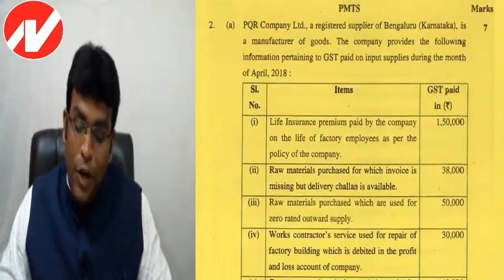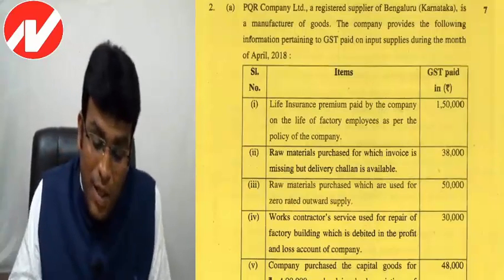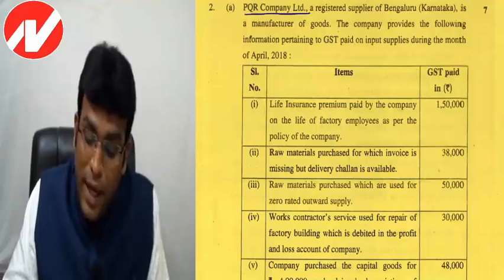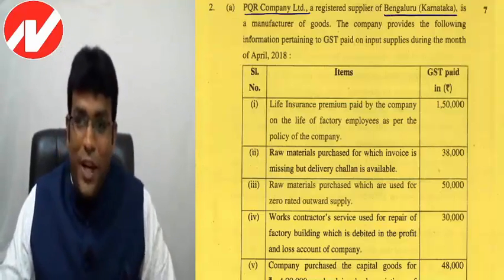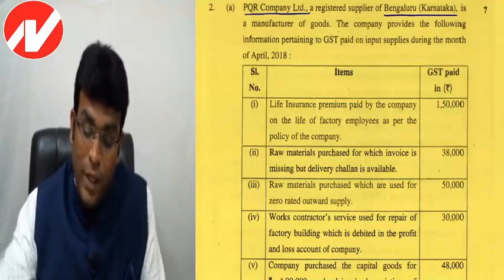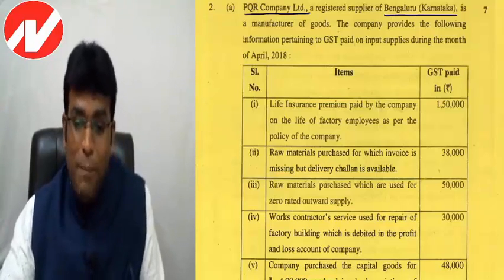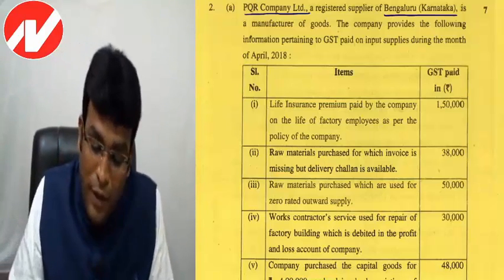Moving forward. Question number 2, sir. PQR Company Limited, a registered supplier in Bengaluru, Karnataka, is a manufacturer of goods. Company provides the following information pertaining to GST paid on input supplies during the month of April.